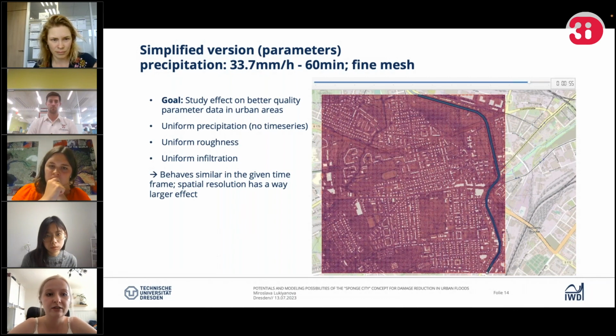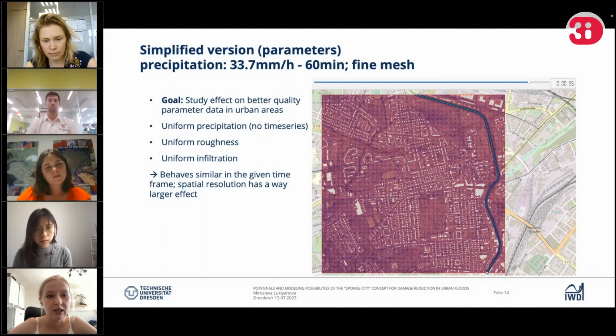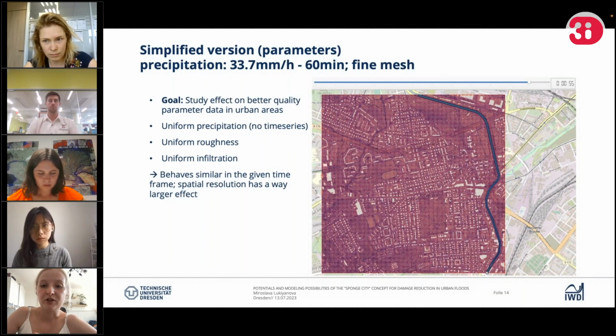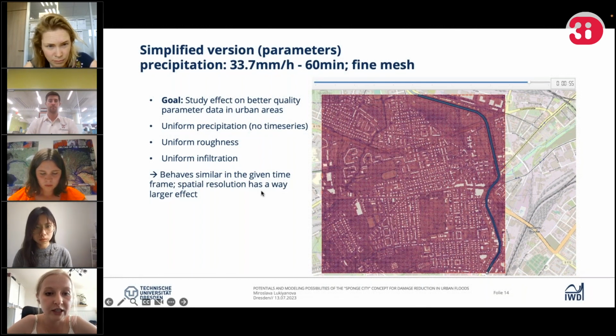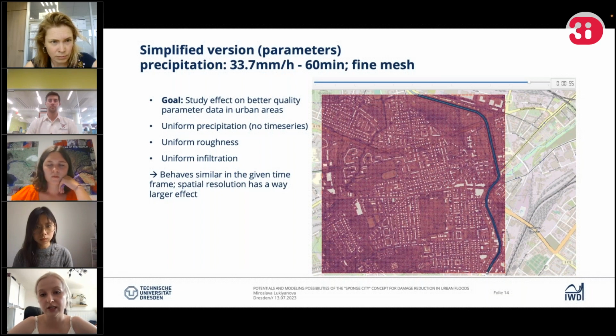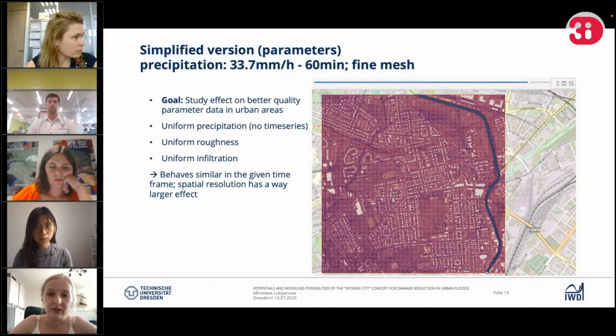A simplified version shows us that it's not useful to use it for such a big area, because it would be used as one big area with the same infiltration. As you can see, the form precipitation has no time series, and no roughness and no infiltration were used. It shows that the model and simulation are inaccurate.